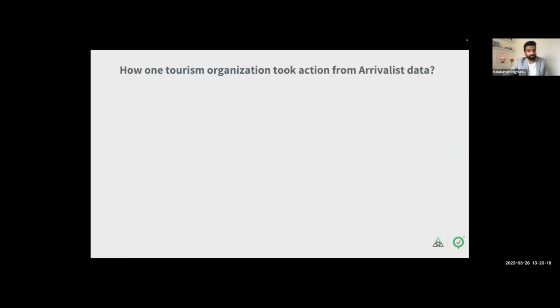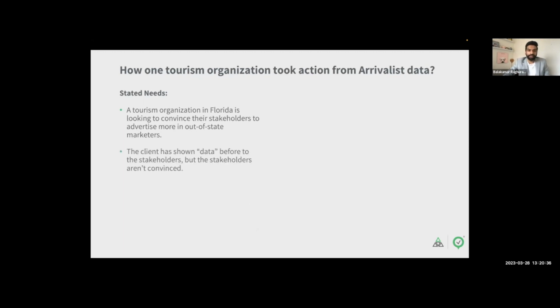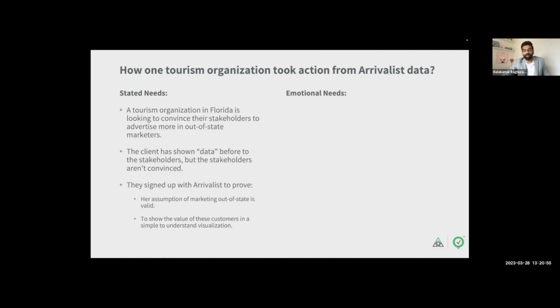So let's take a real world example. There was a tourism organization, a DMO, that came to us and said, I've been doing this for the last 10 years. I'm trying to convince my stakeholders to do more out-of-state marketing. I've shown data before. I've shown it from surveys. I've shown data from Google Analytics, but the stakeholders aren't convinced. So they signed up with Arrivalist to prove, one, that their assumption is valid. And she said, I want a simple to understand visualization. I don't understand these complicated reports.